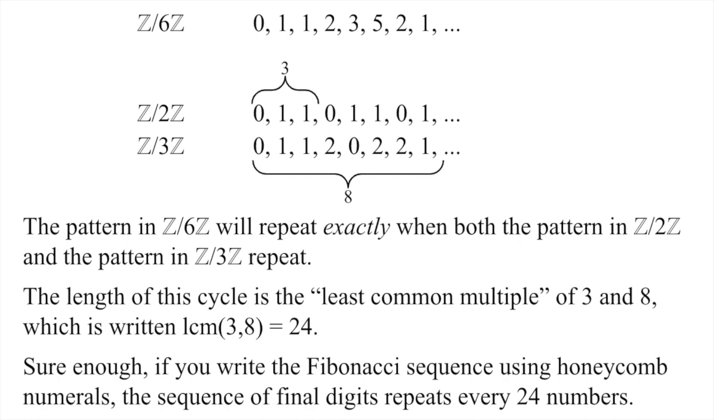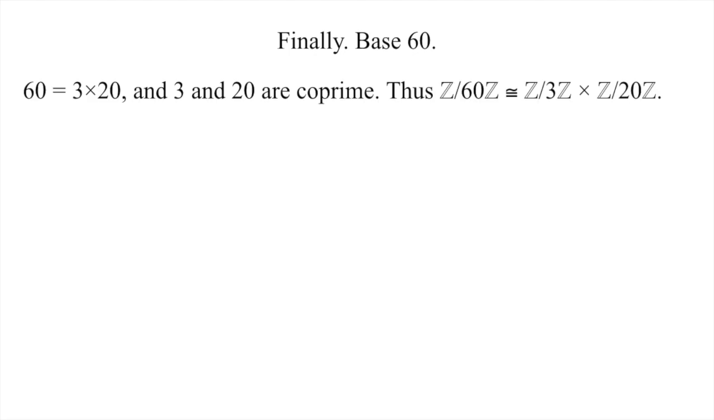And now, finally, we have blown this case wide open, because there was nothing special about the number 6. All that mattered was that we could split the number 6 into the numbers 2 and 3, which were easier to work with, and then we could put together those solutions to get the solution for the number 6. And now, if we use the same strategy, we can finally solve the problem for base 60. Here we go. 60 is equal to 3 times 20, and 3 and 20 have no prime factors in common. Therefore, Z mod 60Z is isomorphic to Z mod 3Z times Z mod 20Z.